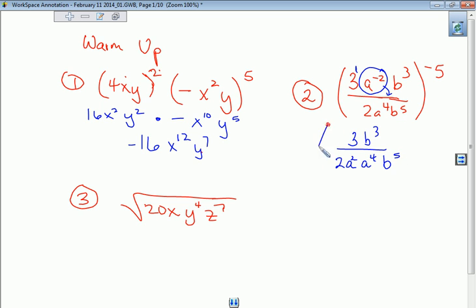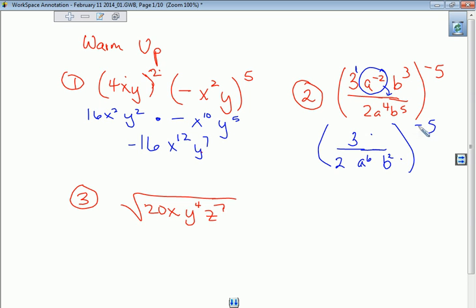b to the 5th. So there's a little more simplifying we can still do before we deal with this power outside here. We can say that 3 of these b's cancel with 3 of those, leaving 2. And a squared times a to the 4th is a to the 6th. So when I completely simplify this expression, I get 3 over 2a to the 6 b squared. Are we good?